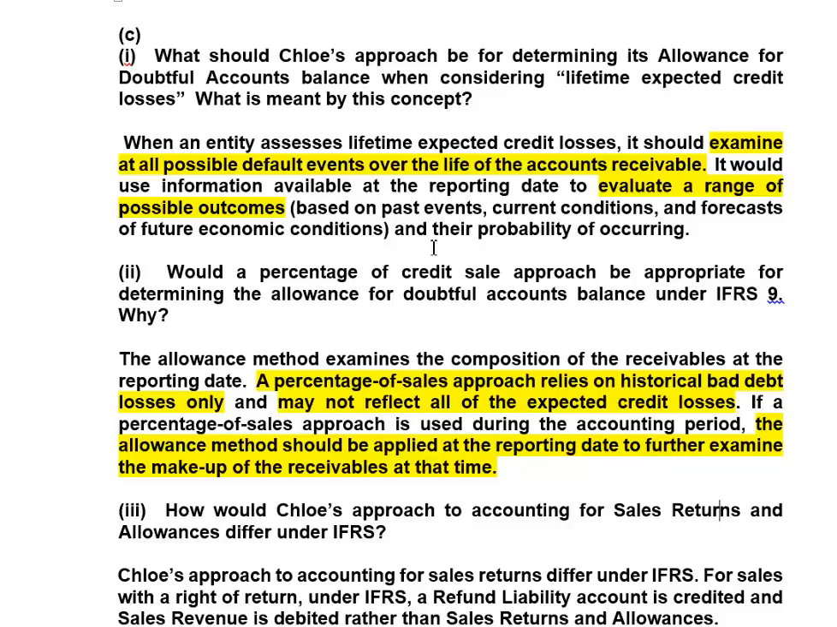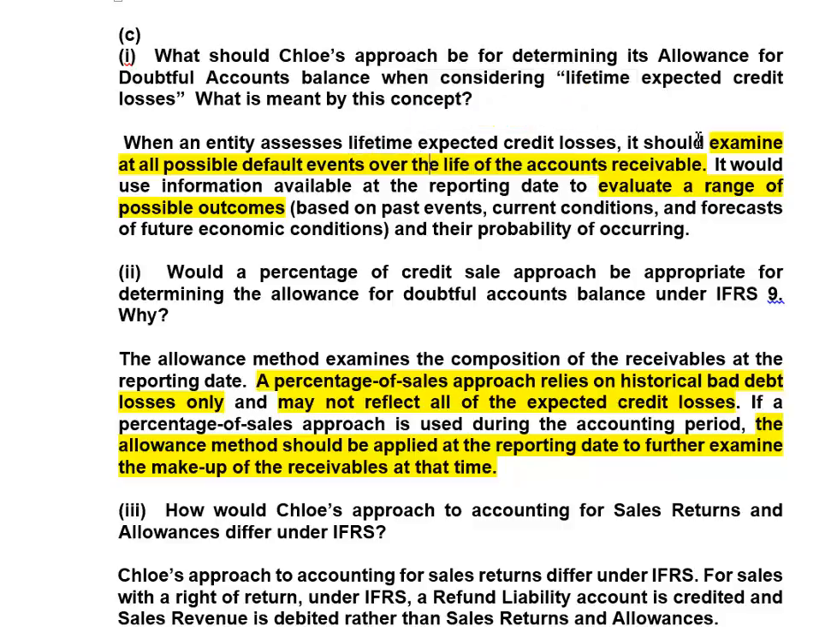The first question is, what should Chloe's approach be for determining its allowance for doubtful accounts balance when considering lifetime expected credit losses, and what's meant by the concept? Well, as we discussed, lifetime credit losses are really what you would anticipate being the impairment amount on the account receivable over the time it's been outstanding. Now, again, we're talking about current assets when we talk about accounts receivable here. So the lifetime of the receivable is really not that long.